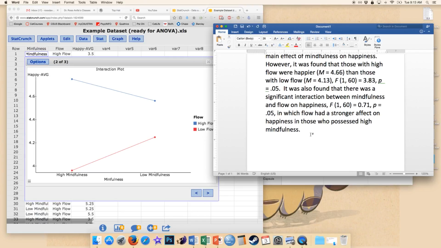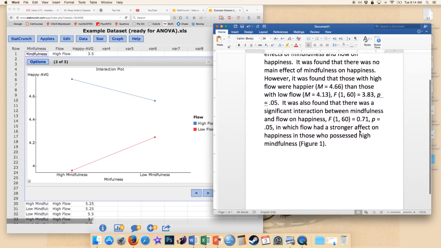And then in the discussion section, you can explain why. Maybe flow had a bigger effect on those who were high in mindfulness because people noticed their flow more if they were high in mindfulness, for instance. But anyway, you just want some little description of what that effect is. And then you finish it by putting in figure 1, because that's where you're going to put in this plot right here. So let's say you have this all drawn up.